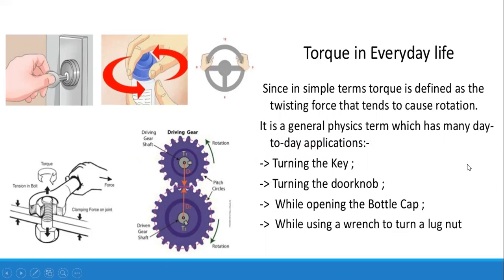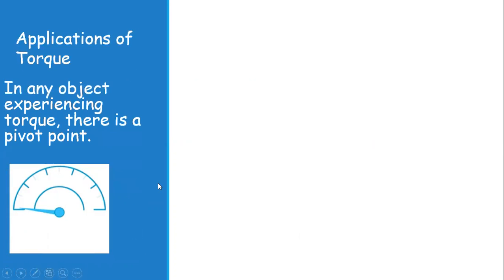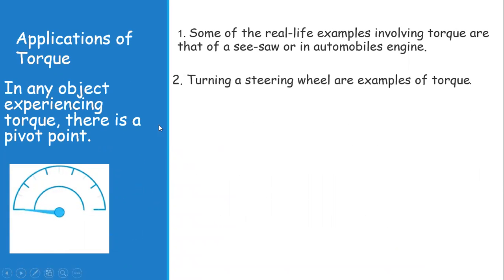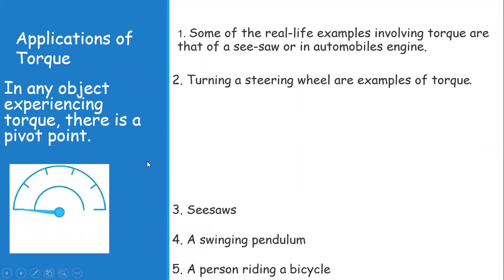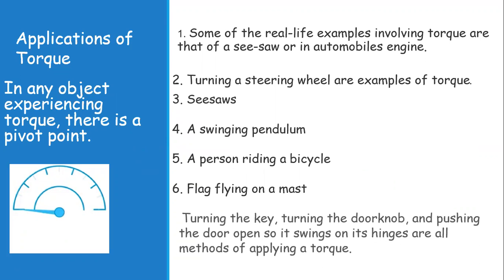Now you can see more applications of torque, real effects of torque: a seesaw or an automobile engine. You can see the speedometer, where there is a rotation in the needle whenever force is applied on it. Turning a steering wheel, seesaws, a swinging pendulum, a person riding a bicycle, a flag flying on a mast. All these are daily life examples of torque.